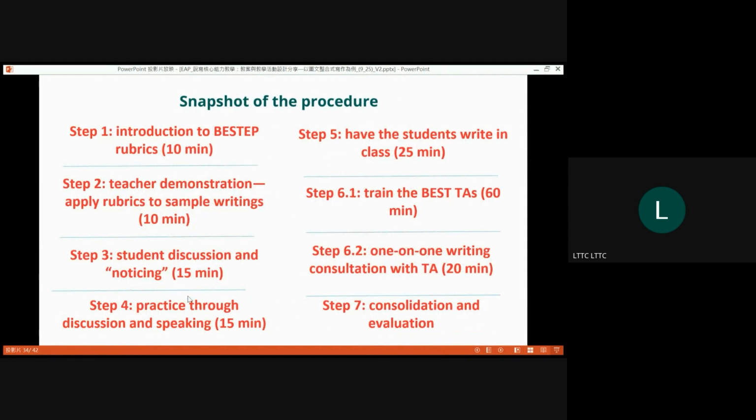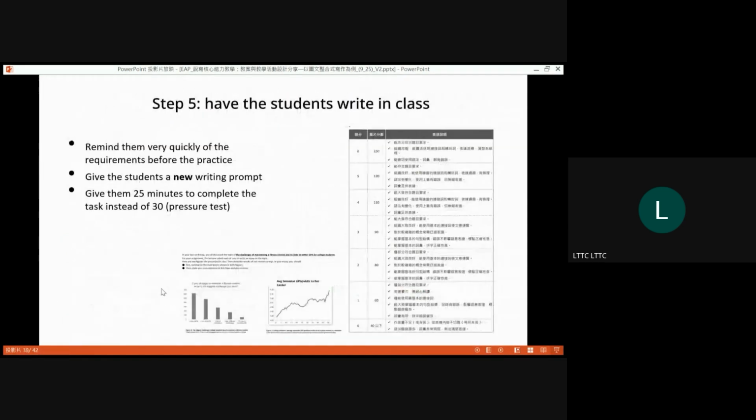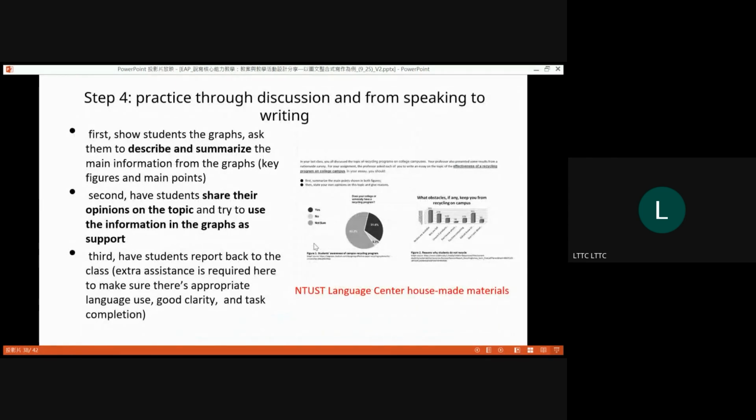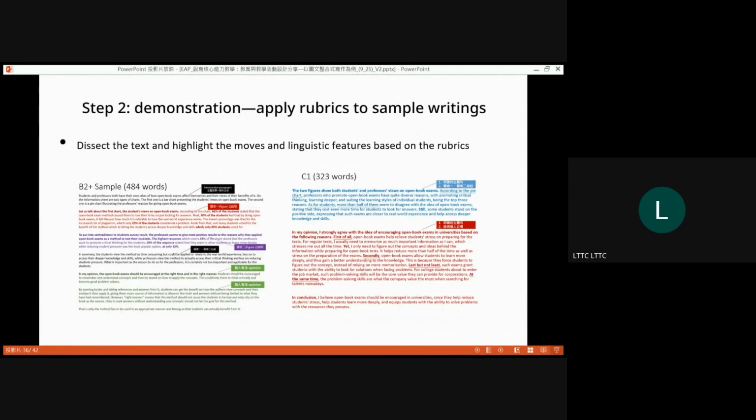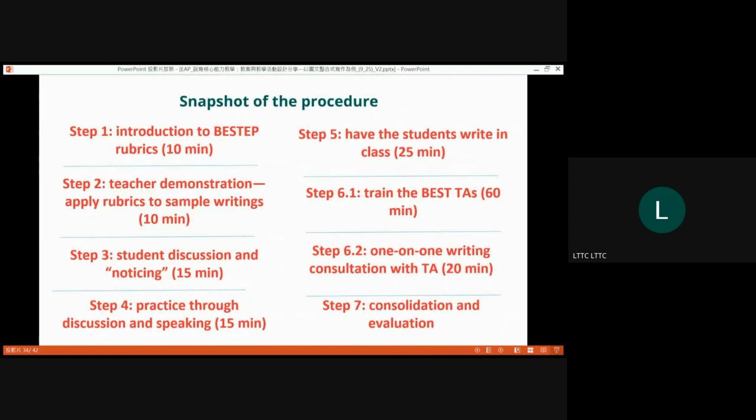And the next step is practice through discussion and speaking. Again, I will give them the question, the prompt, and the students will have to pair up, discuss and share. Because I think writing is a very lonely activity. If they can speak to each other and have some discussion before the writing, it actually lowers their anxiety. I think this step is important because this group of students, as I said, are more confident in speaking than writing. So I think this will be very helpful for them to get prepared for the real thing.